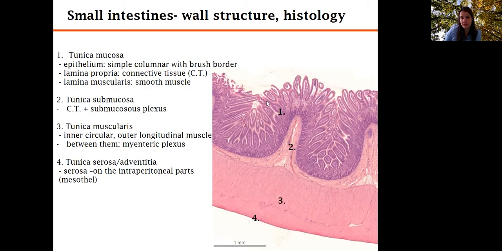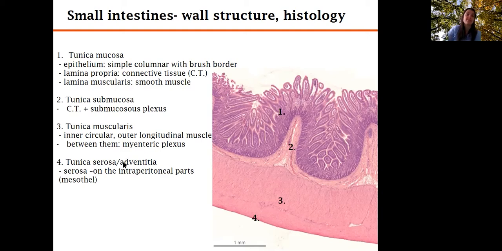So we have the mucous membrane, tunica mucosa, with the three main layers that we always have in the GI tract: the epithelium mucosae, the lamina propria, and the lamina muscularis. Then we have the tunica submucosa with connective tissue and the submucous plexus. Then we have a muscle layer, tunica muscularis, with an inner circular and outer longitudinal layer, and in between the two layers we have the nerve cells and nerve fibers of the myenteric plexus. And as the outermost layer, we will have either tunica serosa or an adventitia.